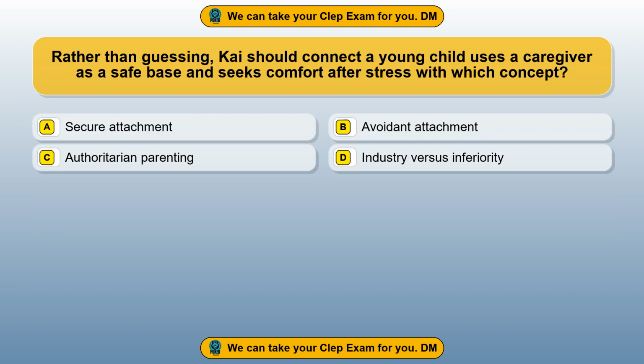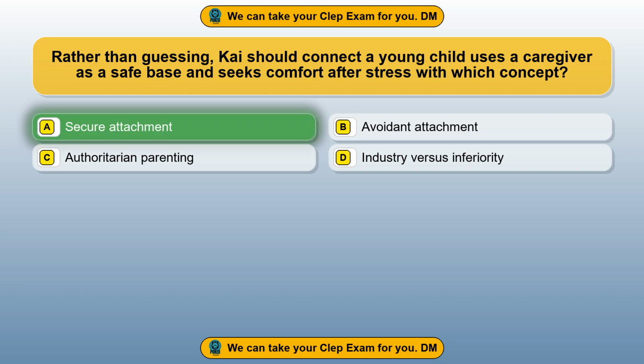Question 84. Rather than guessing, Kai should connect a young child uses a caregiver as a safe base and seeks comfort after stress with which concept? Option A, secure attachment. Option B, avoidant attachment. Option C, authoritarian parenting. Option D, industry versus inferiority. The correct answer is option A, secure attachment.